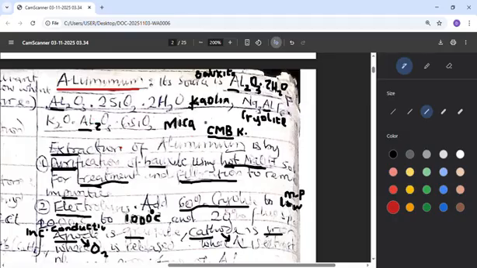So if you combine the four of them together, you can use the mnemonic CMBK, like comb. We want to comb the hair of the king, comb. So that's C for what? Cryolite, M for mica, B for bauxite, and K for kaolin. So we can get aluminum from all of these.